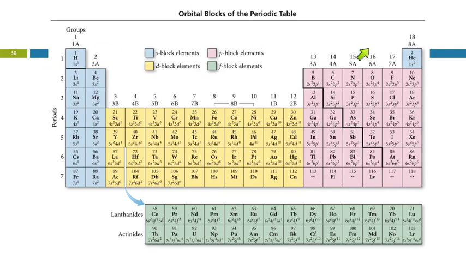So that's 1s, and there's the 2 electrons. And here's lithium. Its last electron goes into the 2s orbital. And then beryllium will fill up that 2s orbital. And then when we go over to boron, now we're adding an electron in the 2p. 2p, 1, 2, 3, 4, 5, 6. That fills up the 2p sublevel.